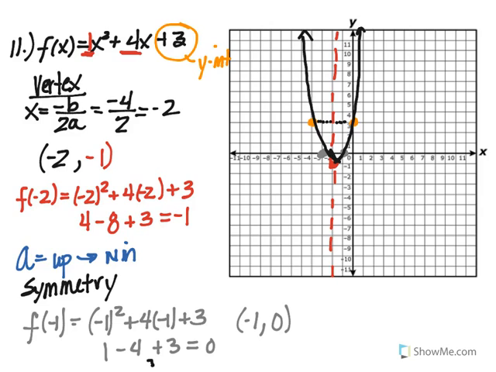The only thing we have left to do is label everything. So it says label the vertex, so we'll write vertex, and we'll label it -2, -1, and it also asks us to label the axis of symmetry. So we'll put a line to it and say axis of symmetry, and we'll say x equals -2. So those are the two things that it asks us to label.